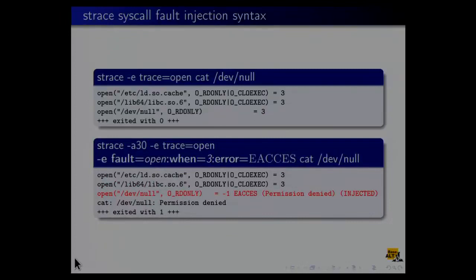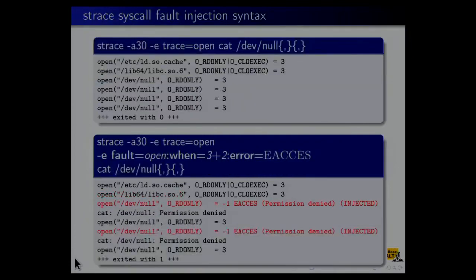Let the dynamic linker do its work and have a look at cat itself. The third open syscall is the syscall made by cat itself, and it looks like what you would expect from cat. It fails and it exits with an error code.